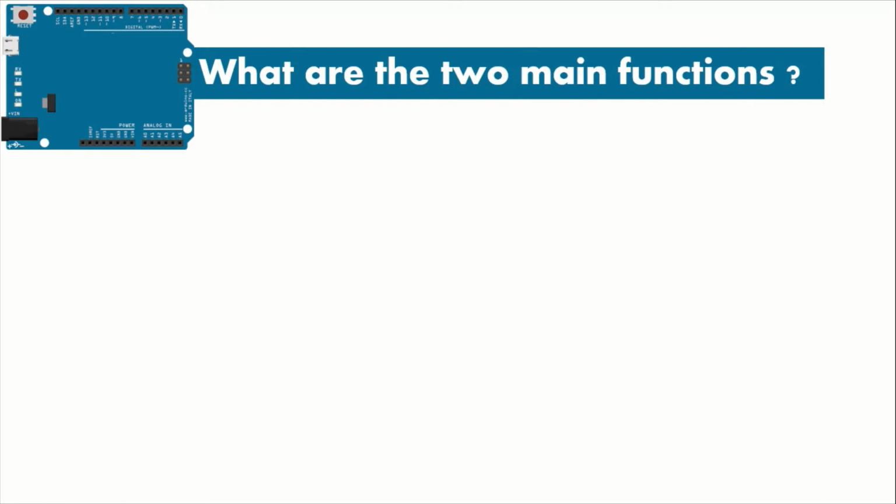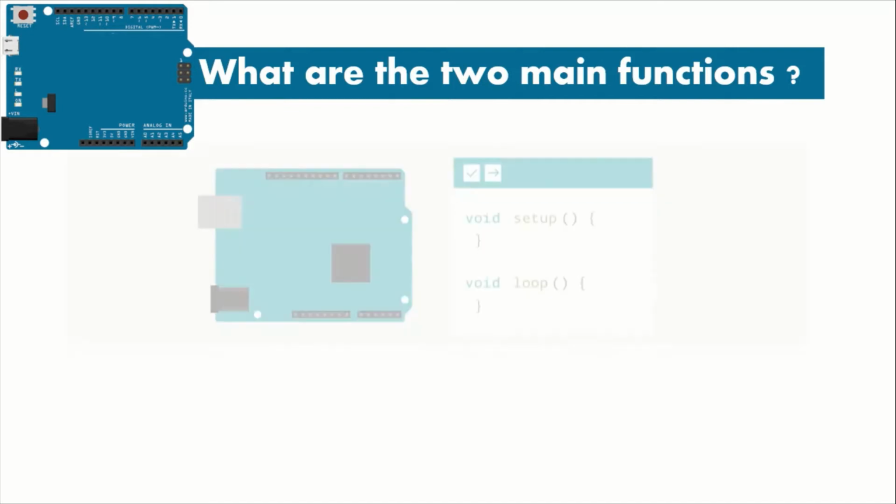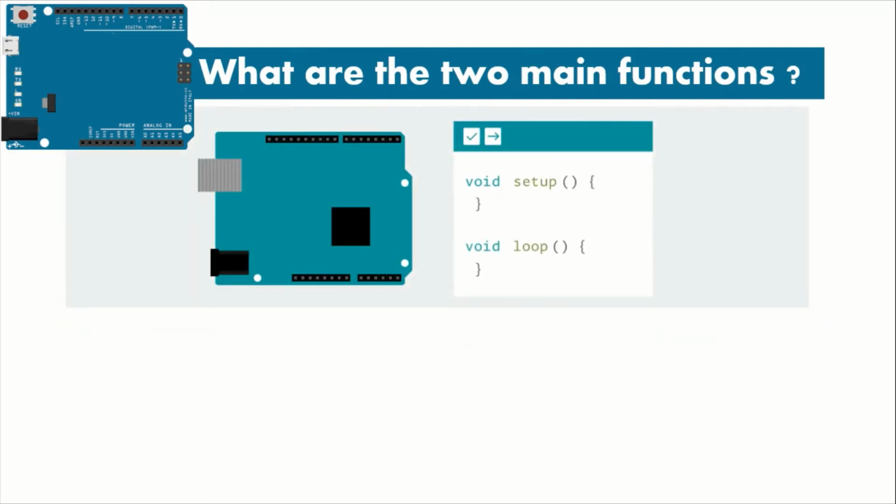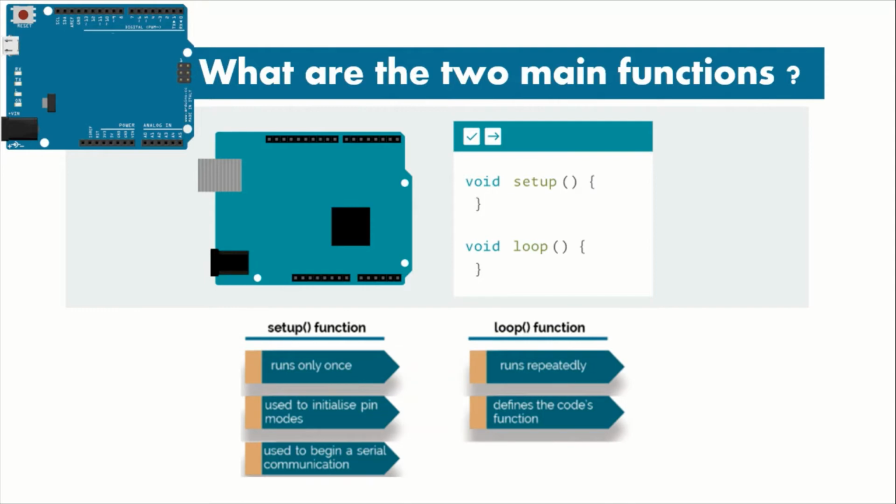As a starter, what are the 2 main functions in Arduino? Those 2 main functions, you cannot write any code without them. What are they? They are void setup and void loop. What is the difference between them? I already covered this in the previous lesson.